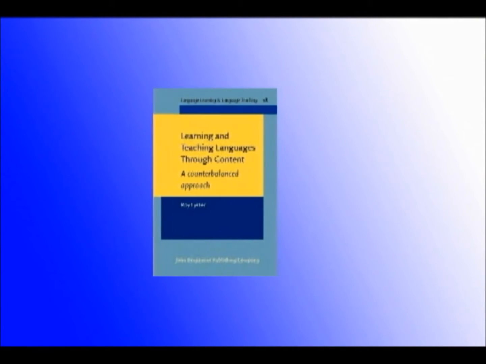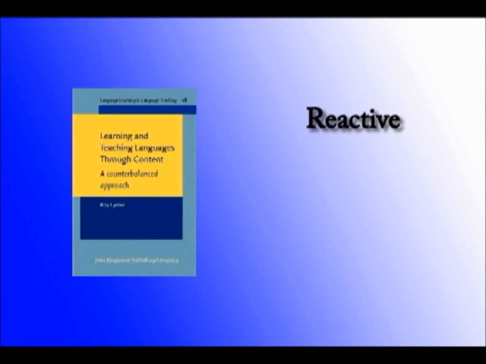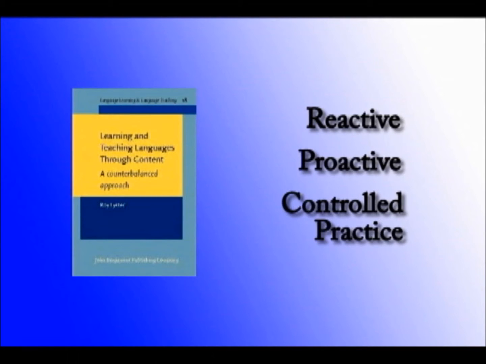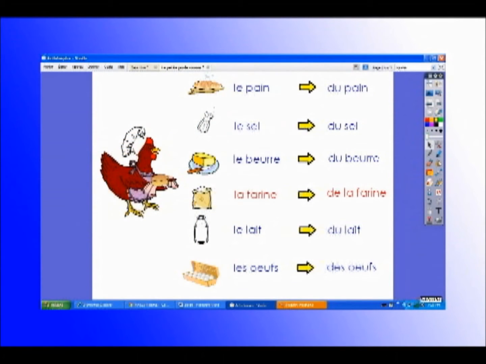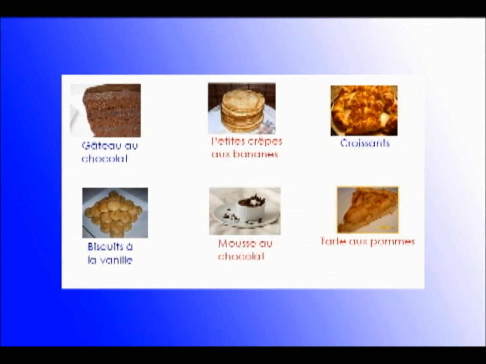In Learning and Teaching Languages Through Content, a Counterbalanced Approach, Roy Lister describes reactive and proactive approaches to form-focused instruction. Proactive activities include controlled practice of specific language features, in this case, the partitive construction. In the story, the partitive is used during the bread-making sequence. Students discover and formulate the grammatical rule governing the partitive, then apply the rule to a list of ingredients for different French desserts.